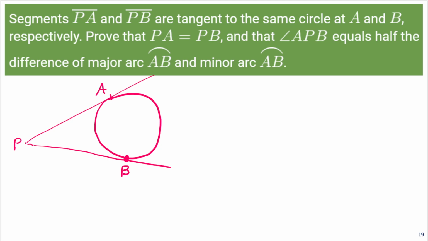Any ideas? Suppose this is the center point of that circle. Okay, I'll lead you through this example, okay? So we can start by drawing the radii to the points of tangency, thus forming two right angles. So if you connect A and O and B and O, then these two angles must be 90 degrees, right? We also draw PO.